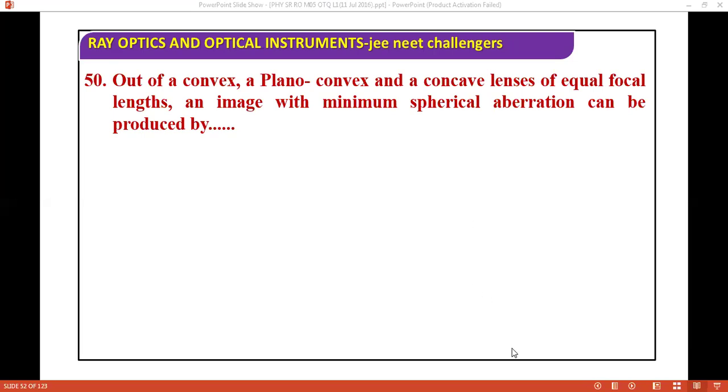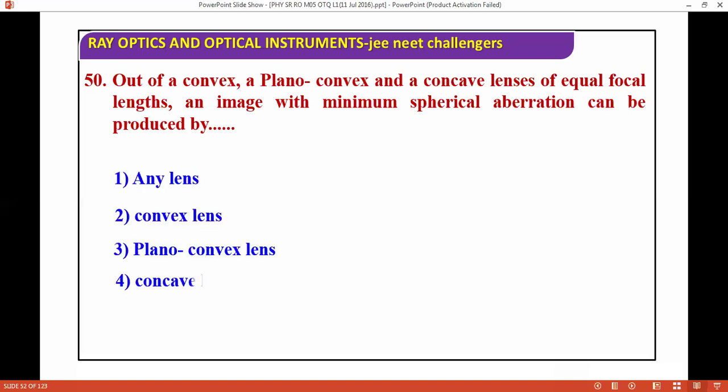So you should know about spherical aberration. What is spherical aberration? I hope you know. If you don't know, you should know. I will give you the options: convex lens, and these others. The correct answer is plano-convex lens. So for an image with minimum spherical aberration, we use a plano-convex lens.